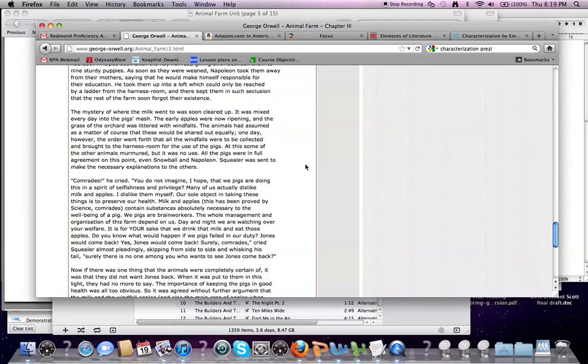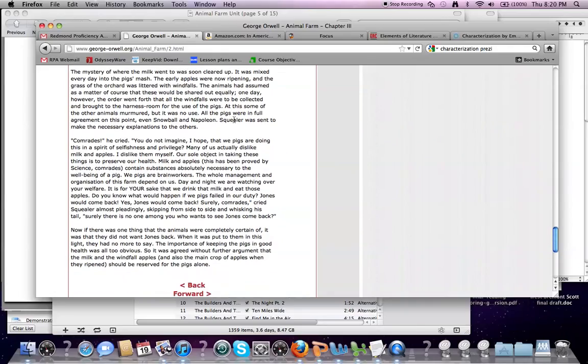Squealer was sent out to make the necessary explanations to the others. Squealer, we're actually going to learn about Squealer as an allegorical element of propaganda. Right? And if you look, it says, "Comrades," he cried, "you do not imagine, I hope, that we pigs are doing this in a spirit of selfishness and privilege. Many of us actually dislike milk and apples. I dislike them myself." So it's almost like we're martyrs, right? We're doing this for the good of the people. "Our sole object in taking these things is to preserve our health.